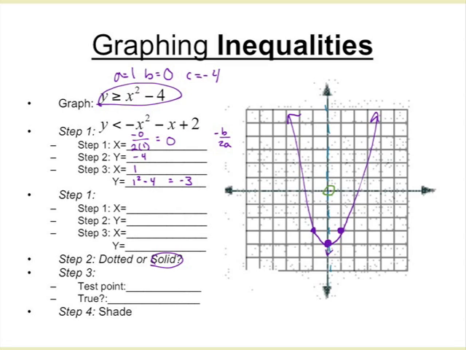And then I'm going to test the point 0, 0. When I plug that in, I get 0 is greater than 0 minus 4, which is true. So I shade 0, 0, which is on the inside.